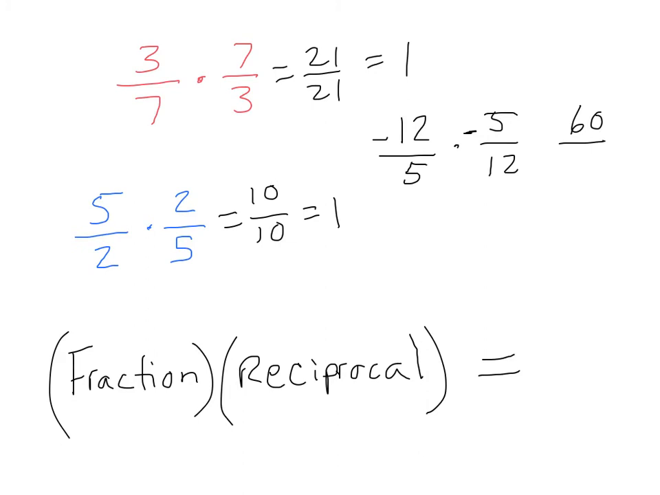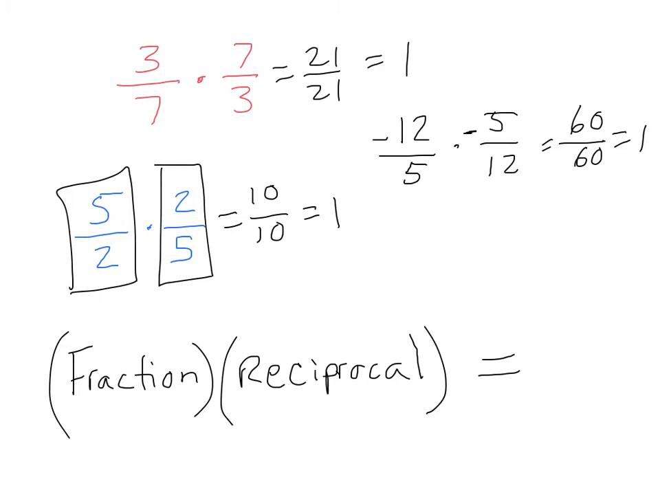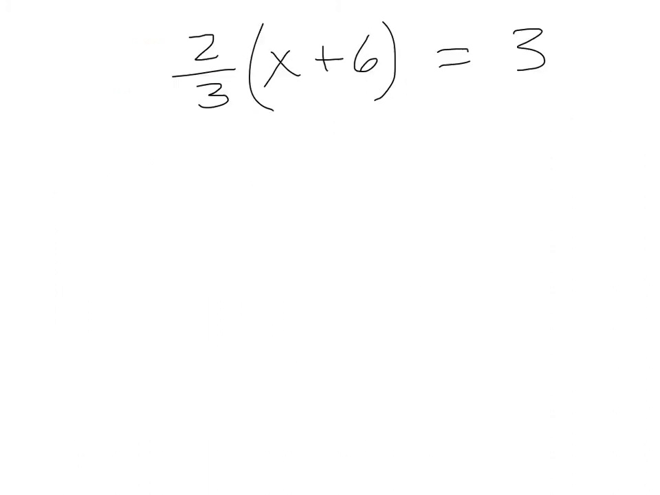60 over 60, oh my goodness, is 1. Anytime you multiply a fraction by its reciprocal, the flipped version of that same fraction, you get 1. Pretty exciting stuff, I know. There's a couple of ways you can do this problem. I'll do it the long way. Double rainbow all the way across the sky.